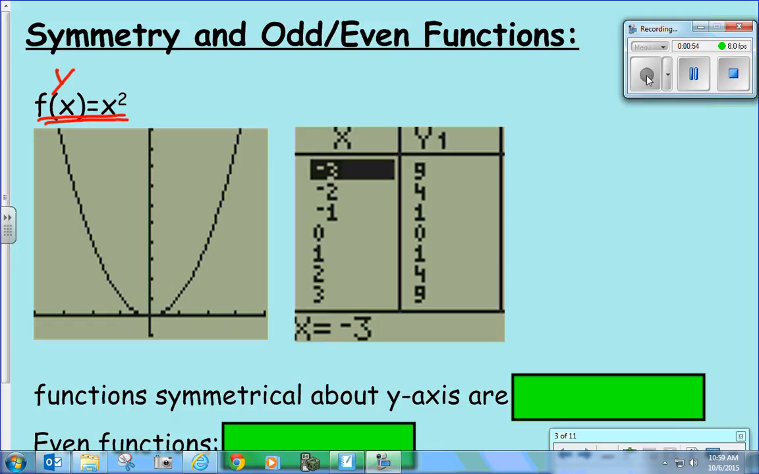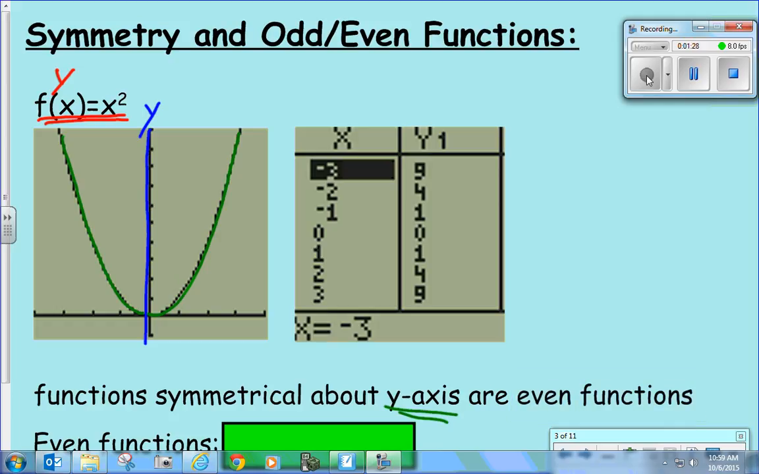Yes and no. Symmetry, if something is symmetrical, what is something symmetrical? It's the same on both sides, right? So this graph is the same on both sides when we use what is like the mirror, the symmetrical line. The y-axis, perfect. The y-axis is the vertical axis, right here. And this graph is the same on the right side as it is on the left side. It is a reflection of itself. It's symmetrical. And when a function is symmetrical about the y-axis, they are considered even functions.